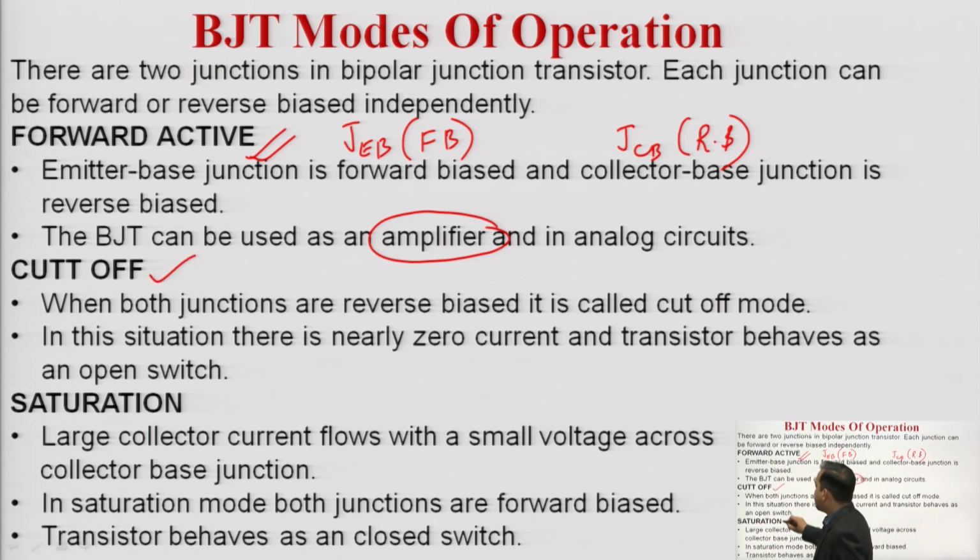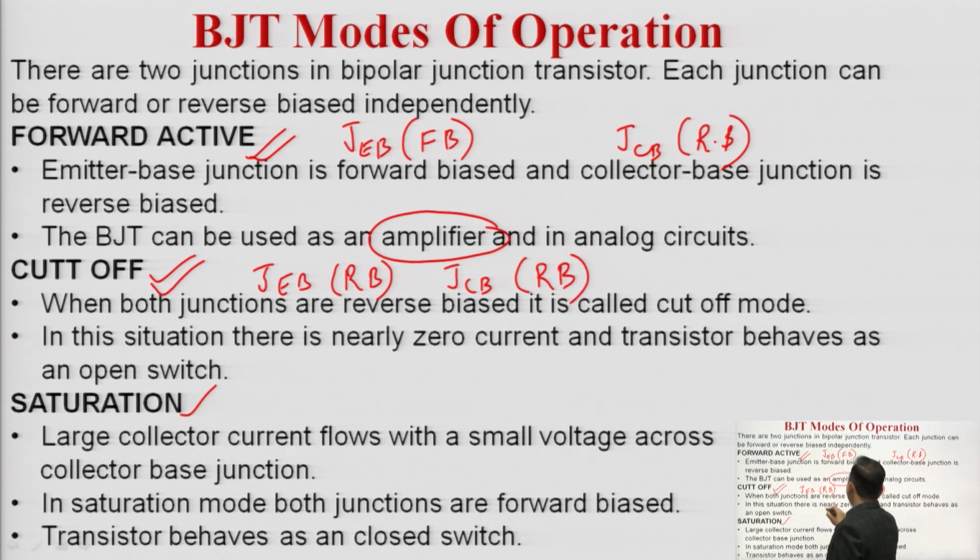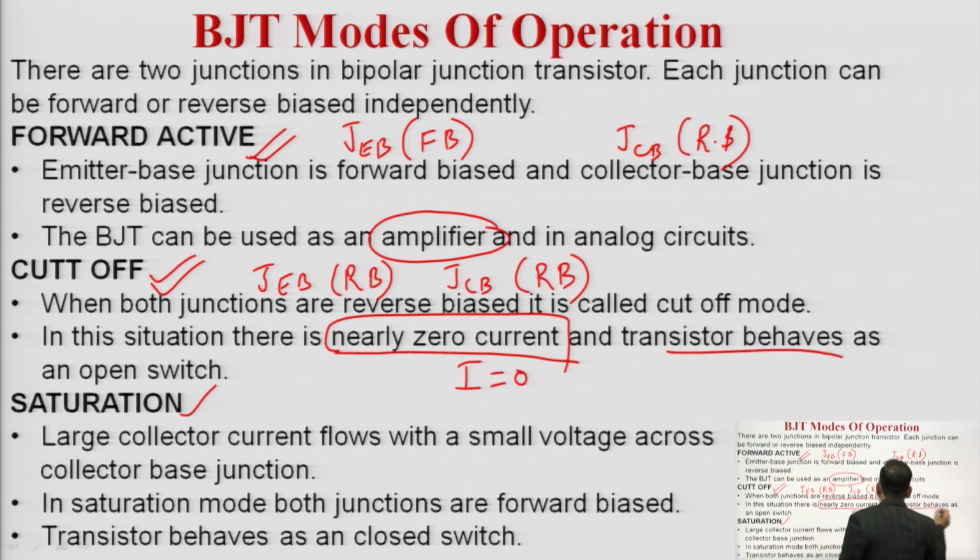Now, cutoff and saturation. Cutoff means both the junctions, the emitter base junction and the collector base junction, are reverse biased. If both are reverse biased, then the mode of operation is known as cutoff. Cutoff means the current is nearly equal to 0, and the transistor works as an open switch. Current is 0 means the circuit is open.